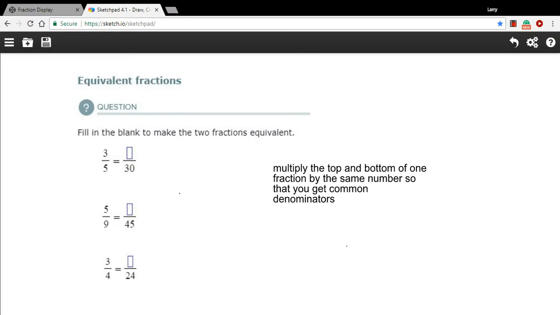In these problems, we are being asked to make equivalent fractions. And equivalent just means the same. They should equal the same thing. You can see that they have different denominators. The numbers on the bottom are different.